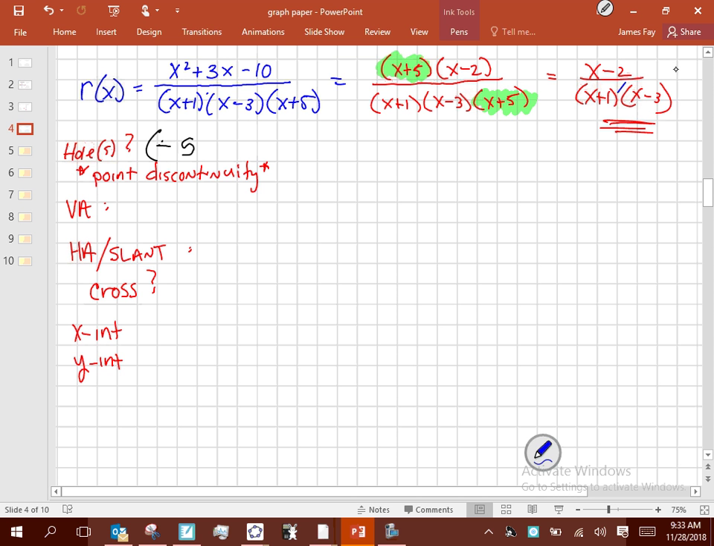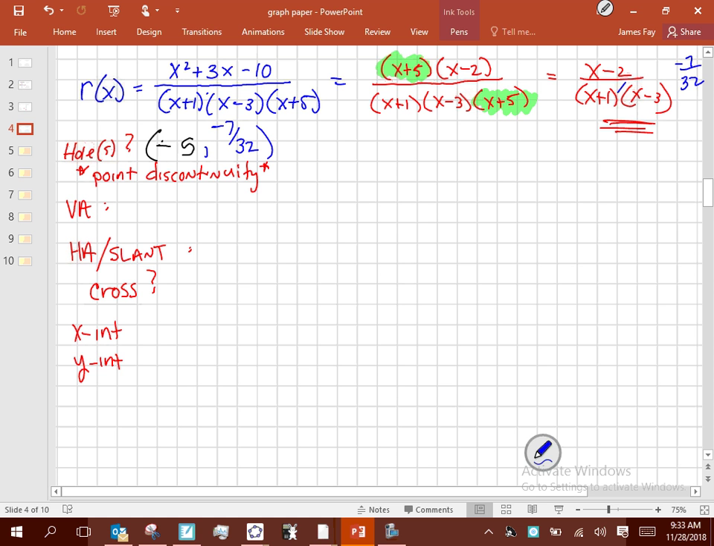I'll plug -5 in over here. I get -7 up top. And I get, what, -4 times -8, so 32. I get -7/32 for the y value of that hole. And you would want to do that for however many factors that you have that cancel.